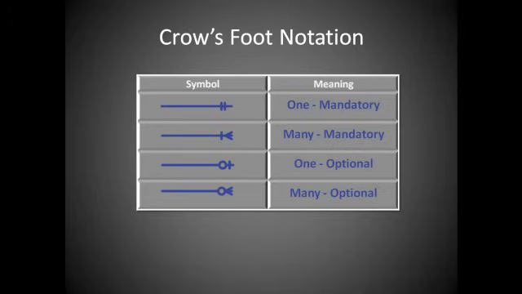So the mandatory versus optional refers to the minimum, and the one versus many refers to the maximum? That's right. Now that you know some of the terminology and parts of an ERD, let's see if we can combine them with business rules to see how they influence the diagram.